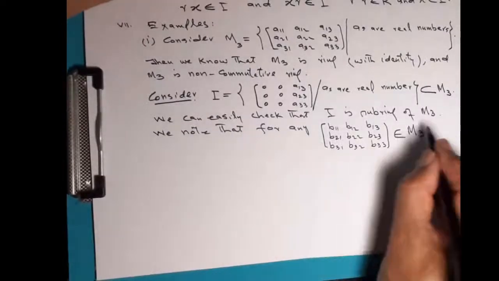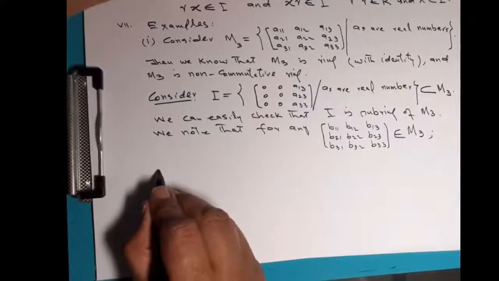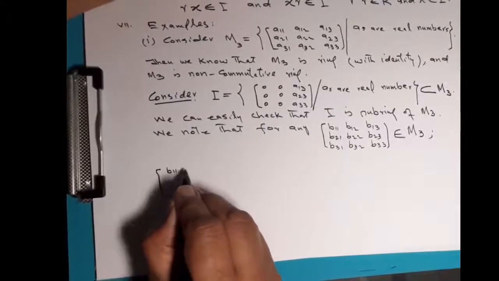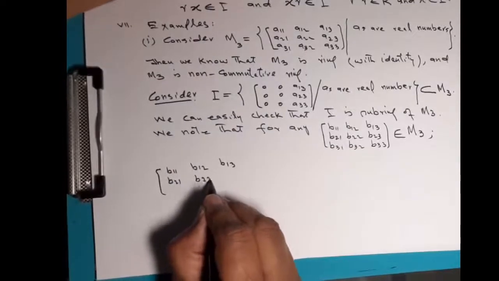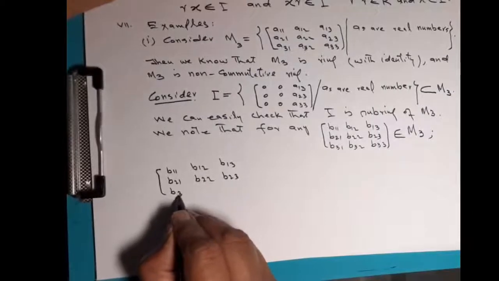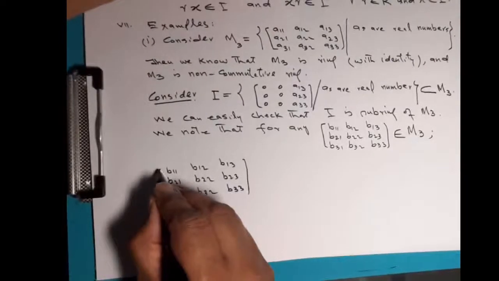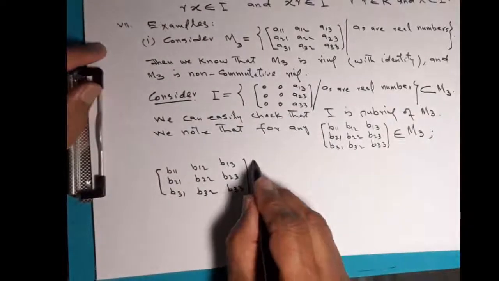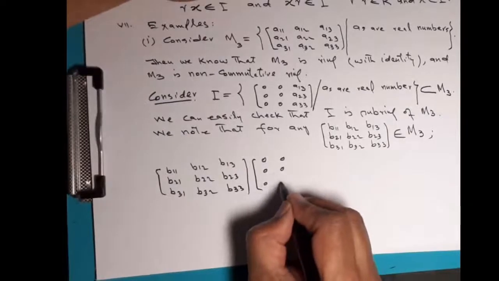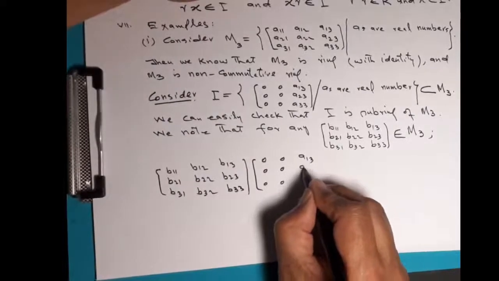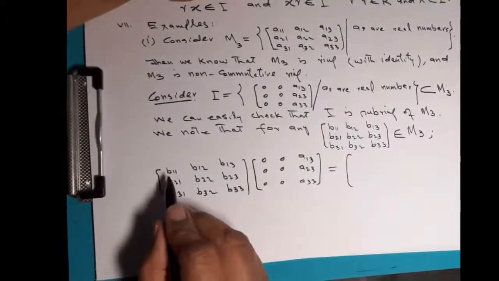So for any element of M3, note that this element of the ring, B11, B12, B13, B21, B22, B23, B31, B32, B33, we multiply with some element of this subring I. Let's take this as the element: first two columns are 0, then A13, A23, A33.